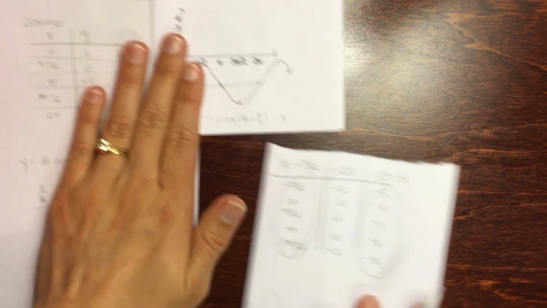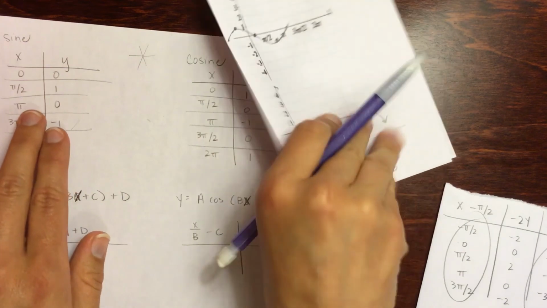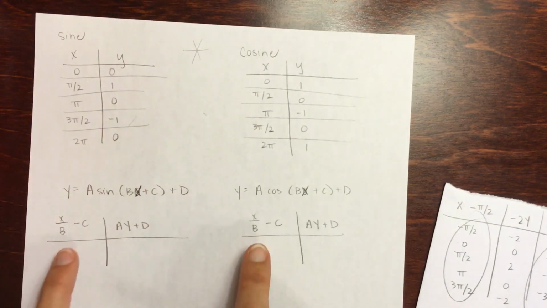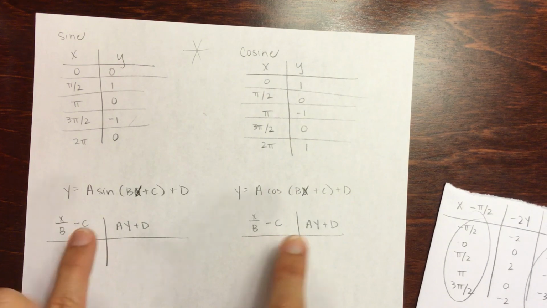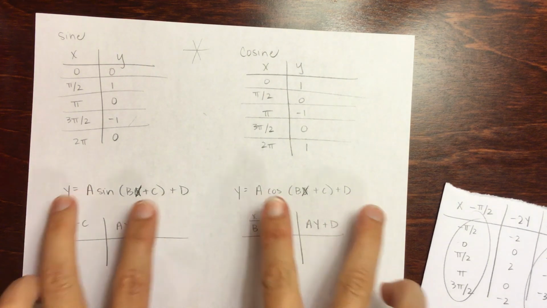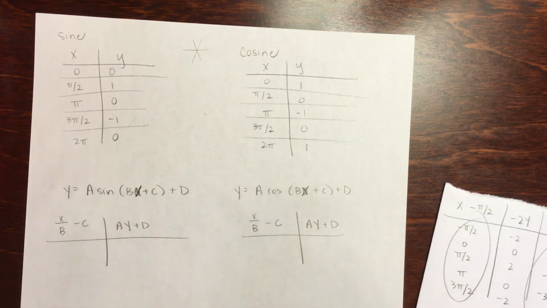So what you're doing is just taking these basic points, and anything inside your parentheses you're going to divide by b or subtract c, and anything outside of your parentheses goes straight forward times a and plus d.